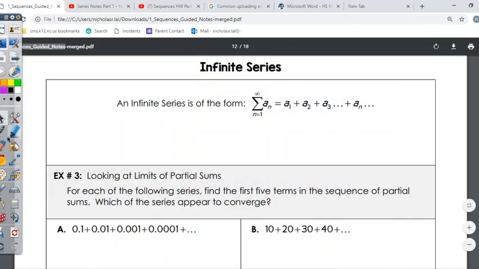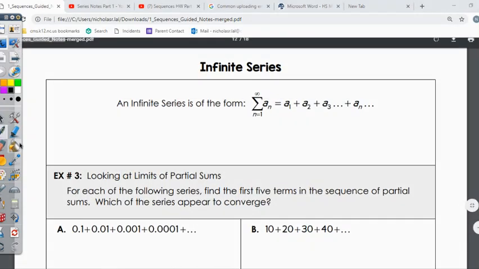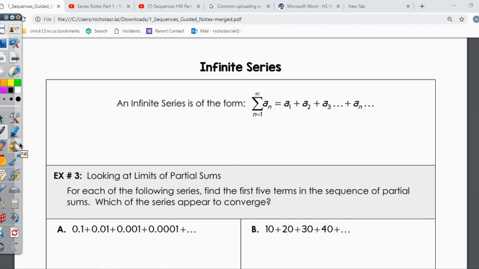So now we are looking at infinite series. An infinite series is of the form, all right, and this is on page 3 of your series packet. So for your series notes, this would be on the 3rd page of your series notes.